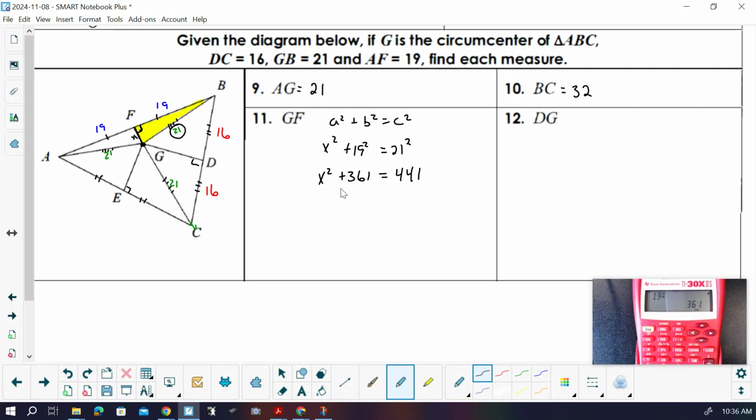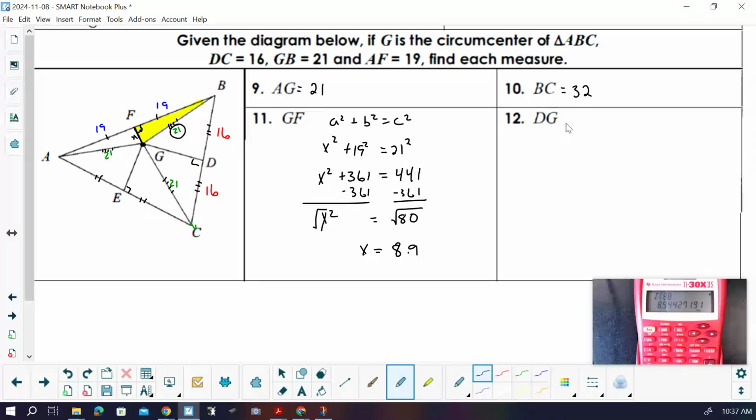All right, and so then we can subtract 361 from both sides. And we get x squared equals, now 441 minus 361 is 80. Now to get x, we do the square root of both sides. And so x is the square root of 80. So we do second key, x squared, 80. And it comes out to 8.944. So if we round it, it'd be 8.9.